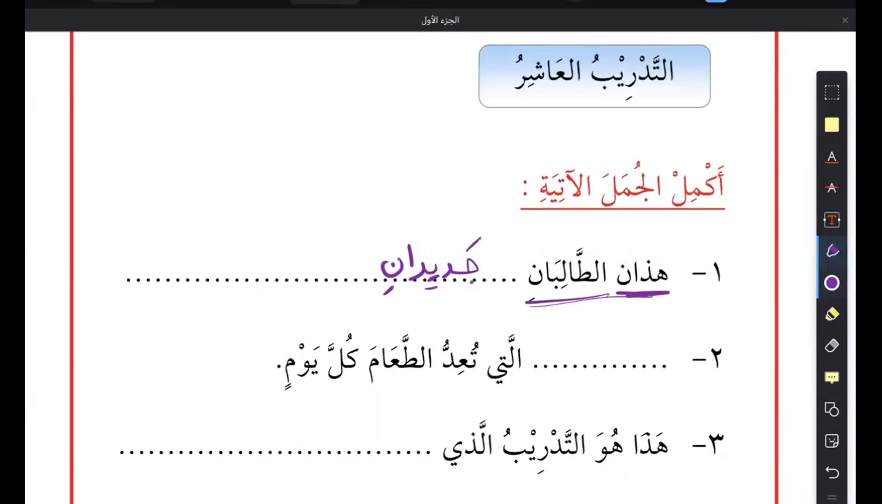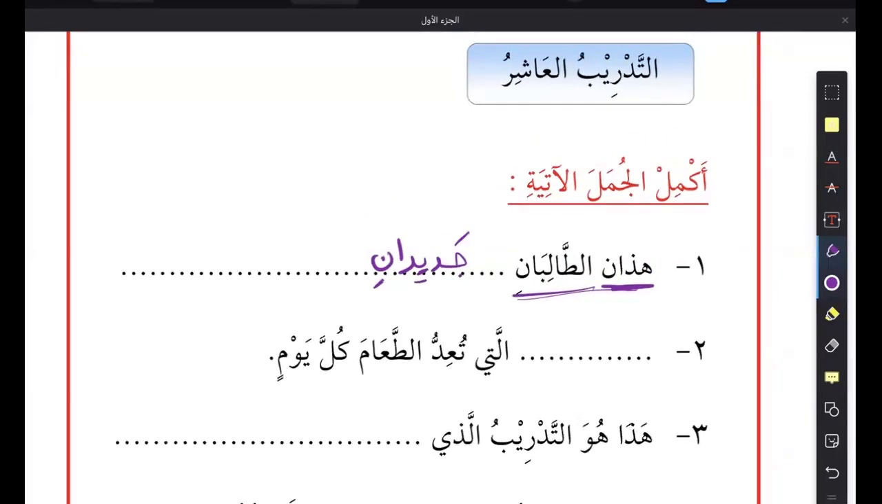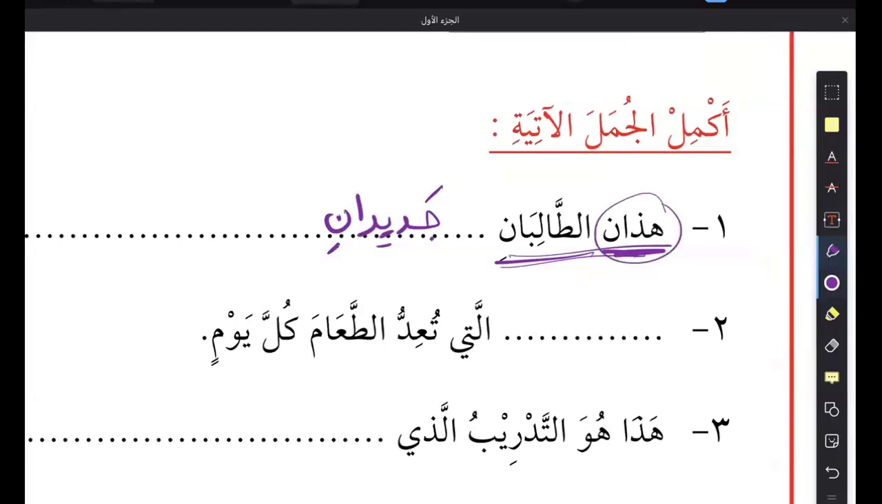When it comes to the main agreement that you need to know between the subject, the mubtada, and the khabar, it is the gender, muannath or mudhakkar, and they have to match. The adad, the number, singular, dual, and plural, mufrad, muthanna, and jam'un, they have to match. In terms of definiteness, the default is that the mubtada is ma'rifa and the khabar is nakira. The mubtada would be definite and the khabar indefinite. And that's what we have here. Hadani is definite, and jadidani is indefinite.